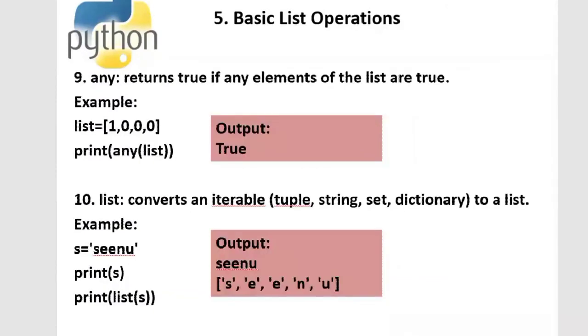And the next one is called any. Okay, any. What we mean by any is that any returns true if any element of the list is true. Even if there is just one true, it becomes true, that is, even one non-zero value is enough, right, ma'am?